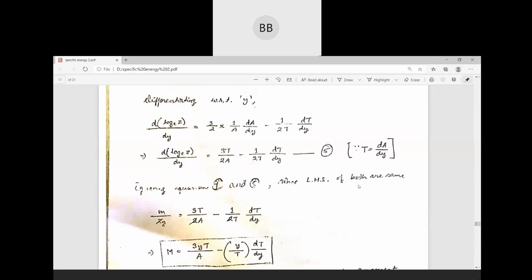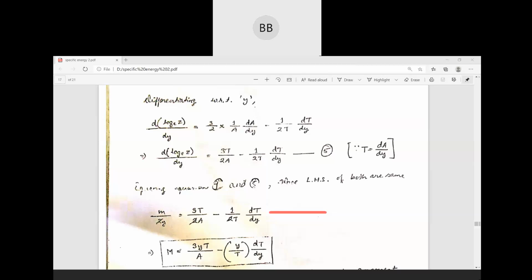If we equate, as the left hand side of both equations is the same, in equation 4 we have d by dy log e z equal to m by 2y. So in place of this, we can directly substitute m by 2y, equal to 3T by 2A minus 1 by 2T dT by dy. Other terms will remain the same. If you see here, in 3T by 2A, 2 is there. Here also, 1 by 2T, we have 2. So we can take out that 2 as common, and again we have this 2, so it will be cancelled out. All the 2s will be cancelled out.